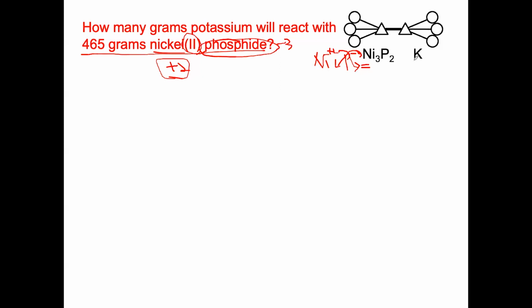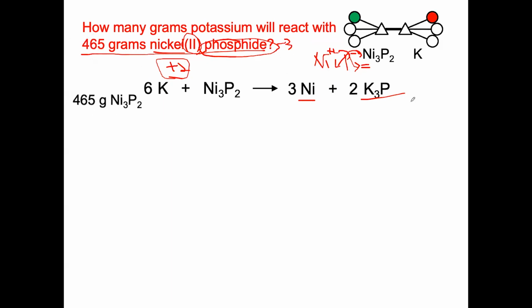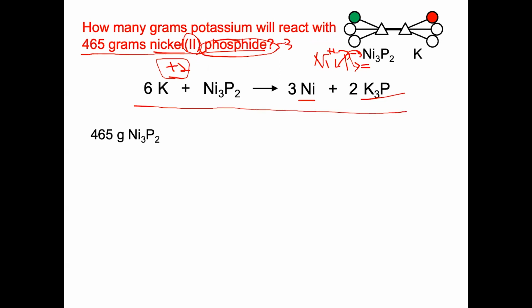It reacts with potassium, correct? So we can just write it like this, correct? And then this will react to become nickel and potassium phosphide here. So let's give it a quick balancing here, okay? And let's get to the actual stoichiometry here, okay? They gave you nickel phosphide. So the first thing we have to do is, these are all in molar ratios, correct? So the 6:1 to 3:2, right? So we got to convert this into moles first, okay?